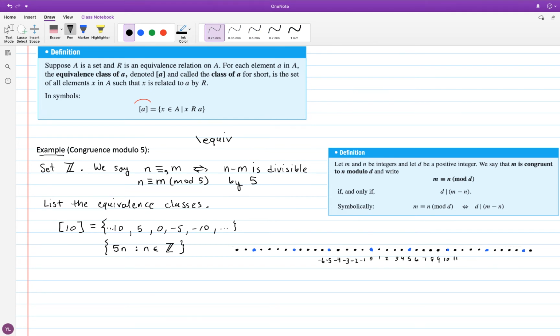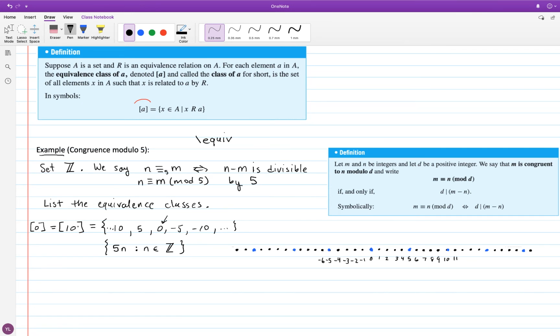Okay, and let me make an observation about naming here. Gathering together all of the integers that are equivalent to 10 mod 5 is exactly the same thing as gathering together, for example, all of the integers that are equivalent to 0 mod 5. So I could also call this set the equivalence class of 0. In fact, that's a typical thing that occurs with the naming of equivalence classes. You can name the equivalence class according to any representative of that class.